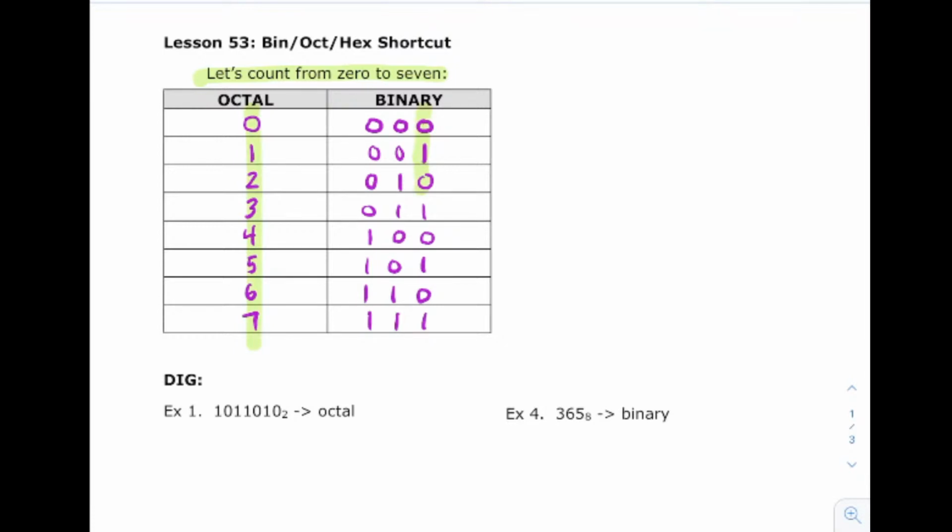Actually, notice there's a nice pattern here. 0, 1, 0, 1, 0, 1, 0, 1. Now go look at the 2's place. 0, 0, 1, 1, 0, 0, 1, 1. Now look at the 4's place. 0, 0, 0, 0, 1, 1, 1, 1.